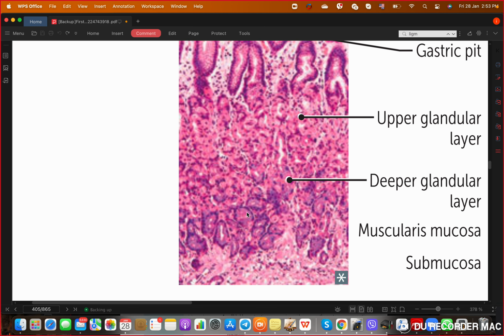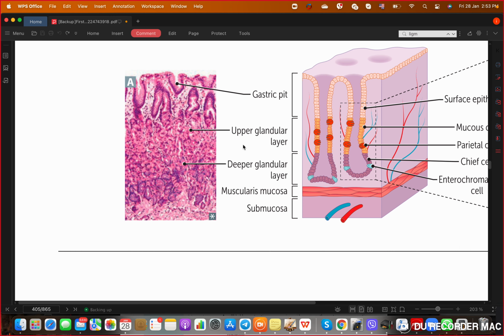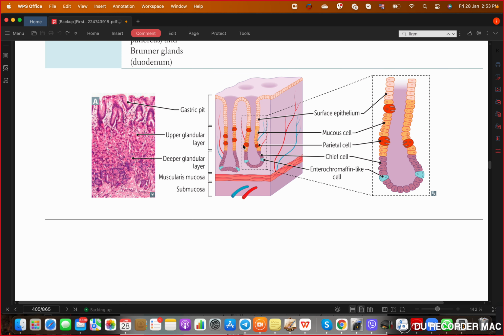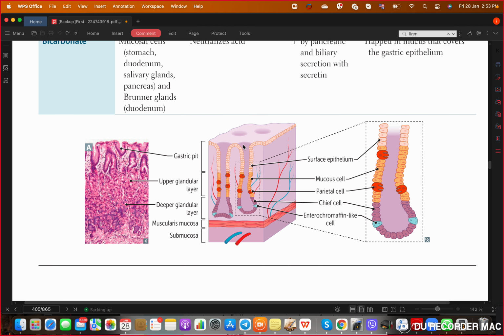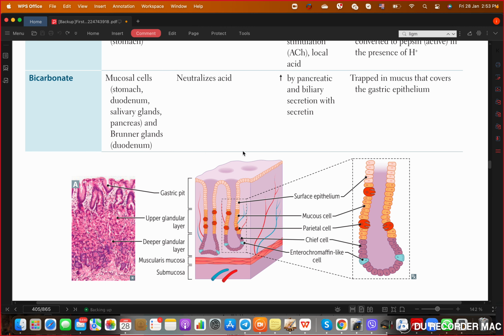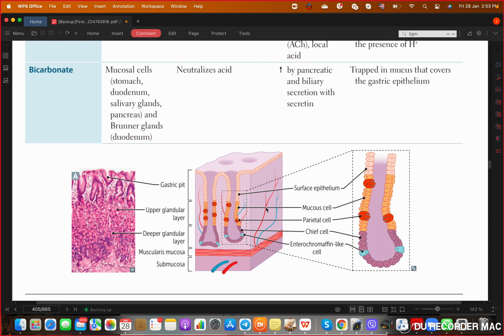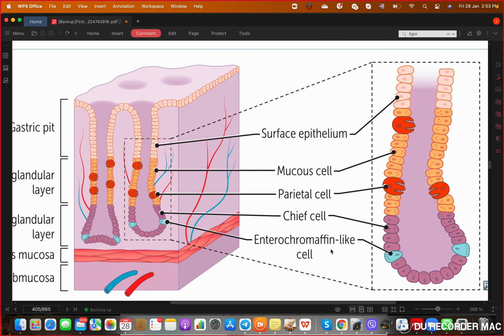Okay, so you can see the deeper layer has parietal cells, correct? Yeah, doc. Wrong. It's chief cells. The deeper layer has the chief cells, the upper layer has parietal cells. Oh, okay. My brain was on the Brunner glands. I was trying to see where the Brunner glands are. Is it shown in this? Yeah, they show it to you. Okay, got it, doc. Chief cells are deeper, parietal cells are upper, and enterochromaffin-like cells are the deepest.